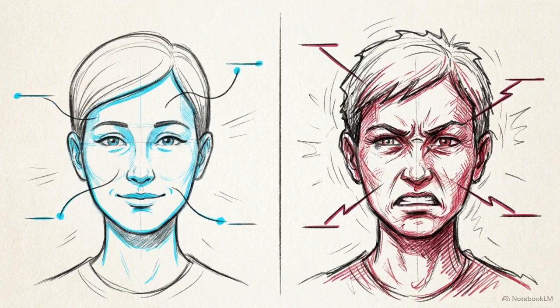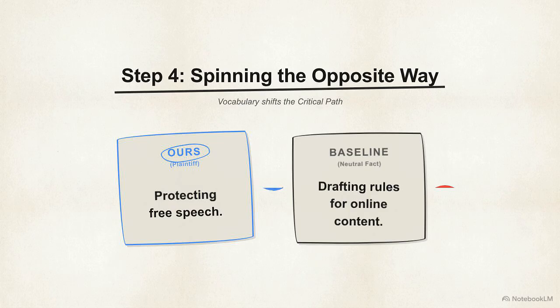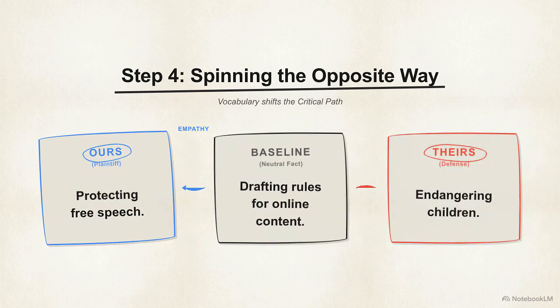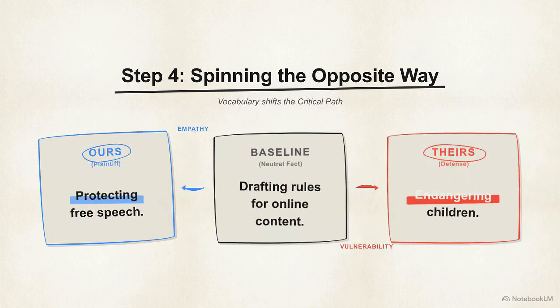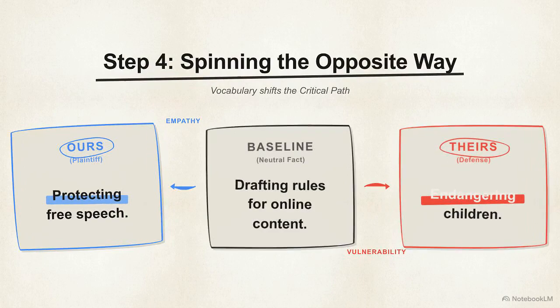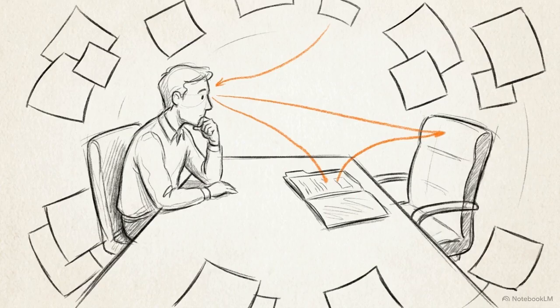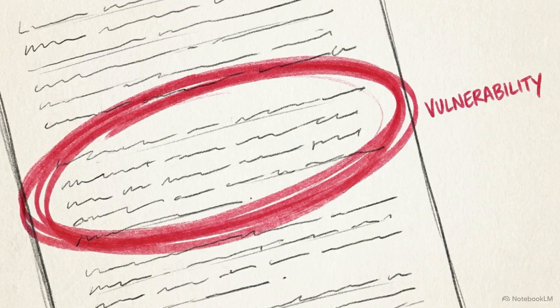You must step into the opponent's shoes and actively construct their spin cycle. Pay close attention to the vocabulary. Notice how shifting a single word or introducing a negative framing rewrites the critical path. Constructing a credible story for the opposition forces you to acknowledge reality. It is the only reliable method for exposing your own structural blind spots.